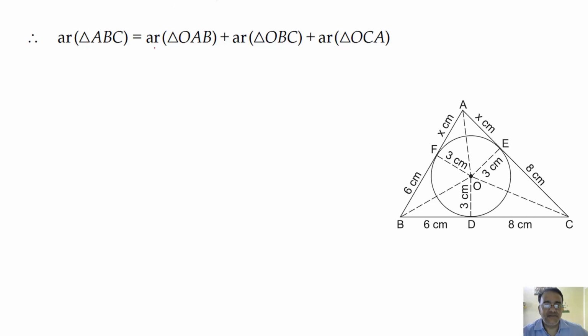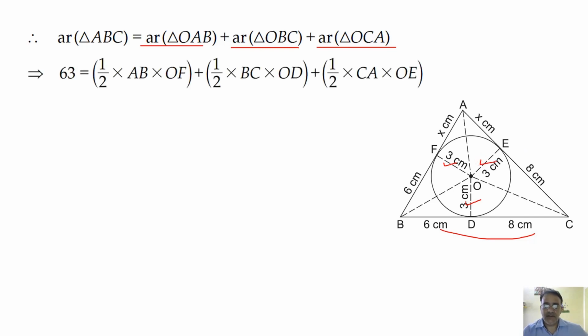So what is the area of this triangle? Half into base into height. So base is AB and height is OF. And what is the area of this triangle? Half into base into height. So base is BC and height is OD. And what is the area of triangle OCA? Base is AC and OE is the height, right. So now we'll substitute all the values. This is x plus 6, 3, 14, 3, x plus 8, 3.